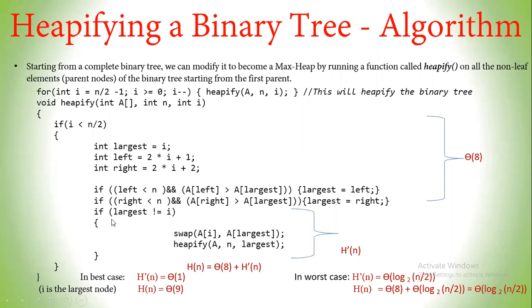That means if the parent node is already the highest, then it will have only 9 operations, only 9 instructions. Otherwise, it will cause this heapify function to be called again and again to make this operational, right?